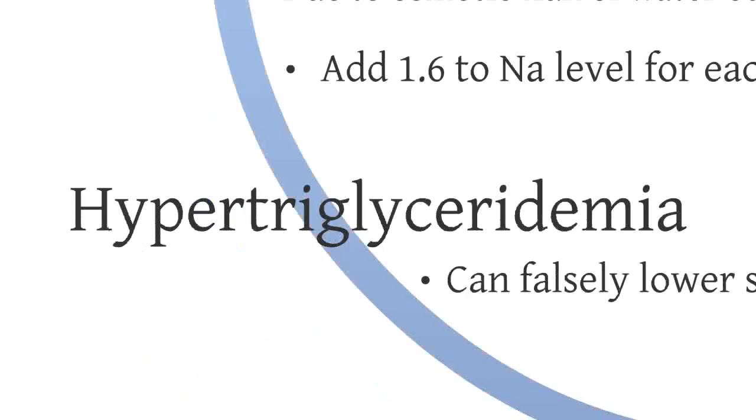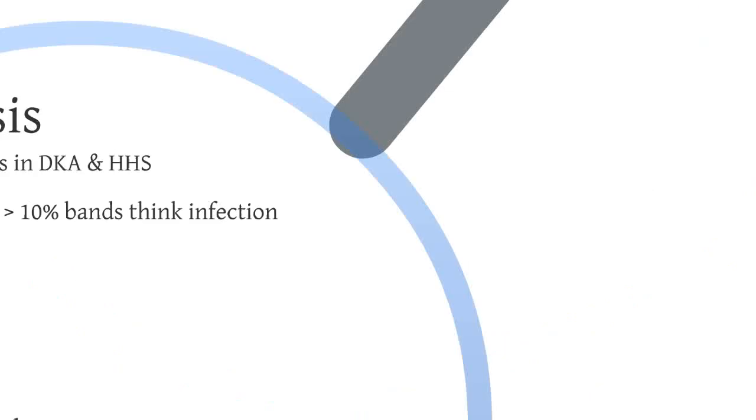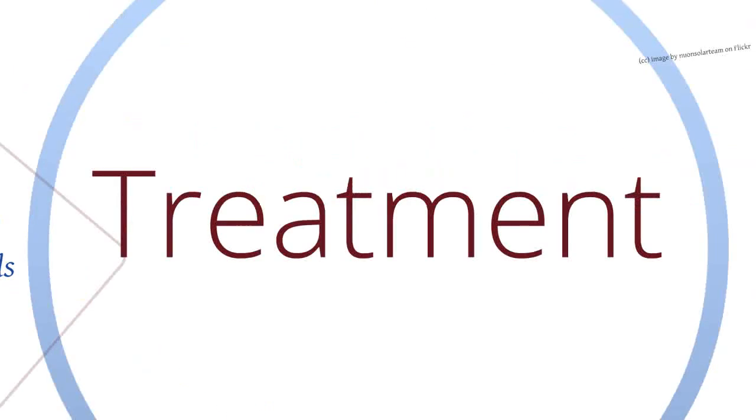The next lab I want to talk about is hypertriglyceridemia. An elevation of triglycerides generally occurs in DKA because the body tries to find other sources of energy. This influx of triglycerides in the blood can falsely lower serum sodium as well as serum glucose. Now that we've talked about the features, the symptoms, and diagnosis of DKA and HHS, let's talk about treatment.